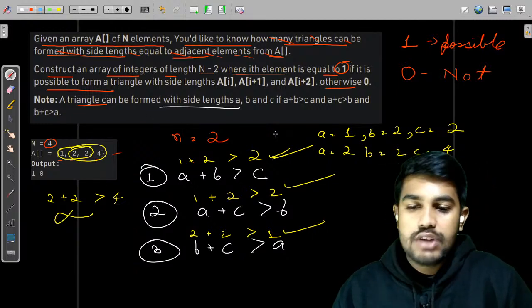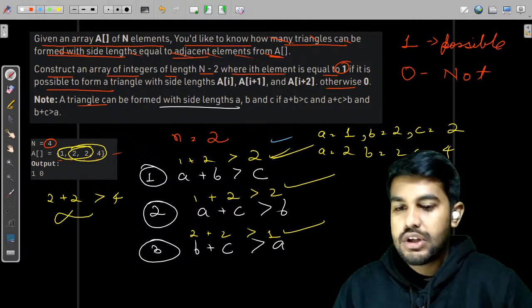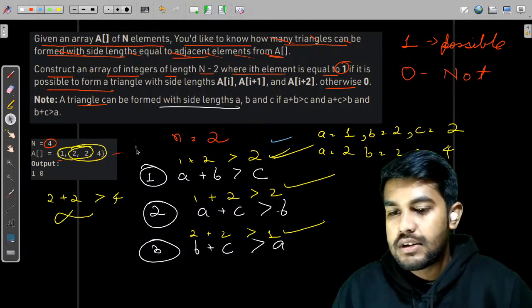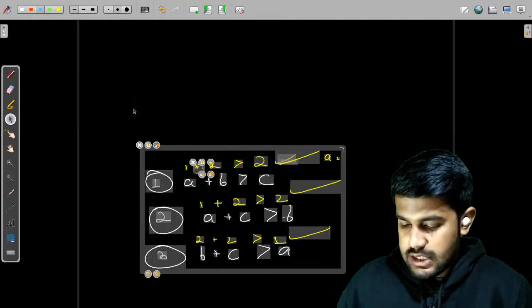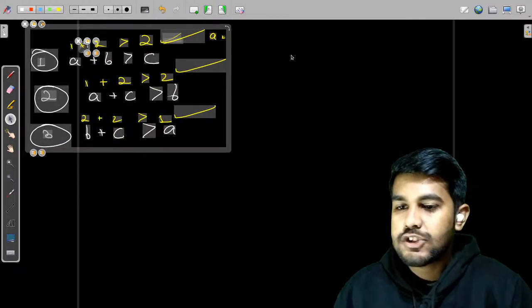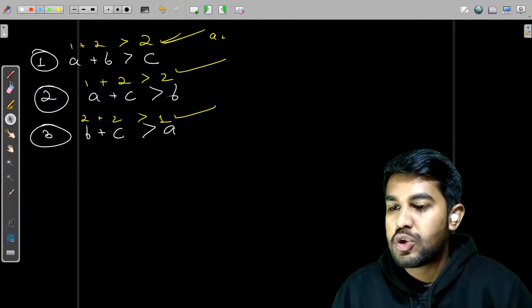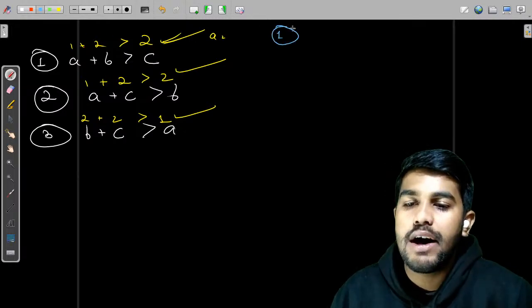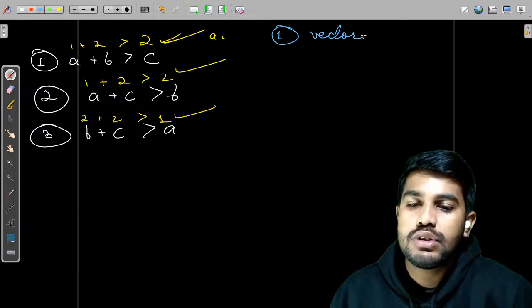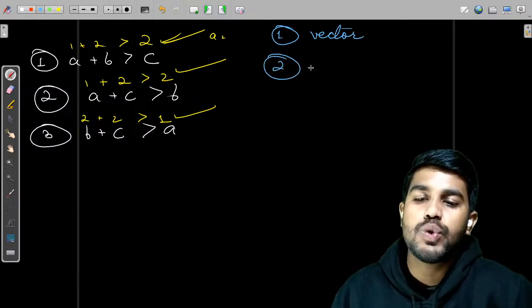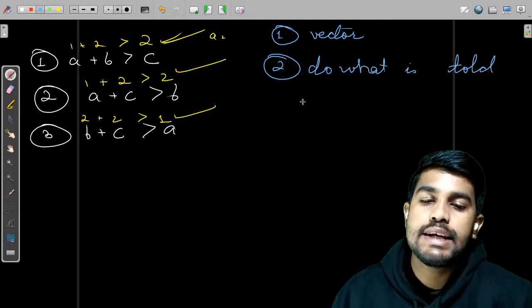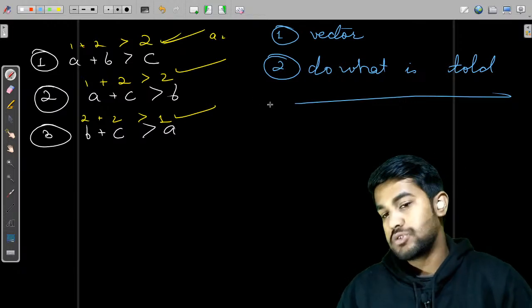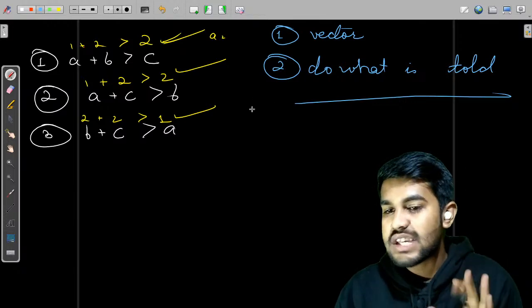Fair enough. So this is the conclusion. So let's just take a screenshot of these three conditions and paste it here. So what are the things we need? To store the answer, we need a vector itself. And the second thing we need to do is do what is told. These are the two things that you need to do. Okay, and this is enough.